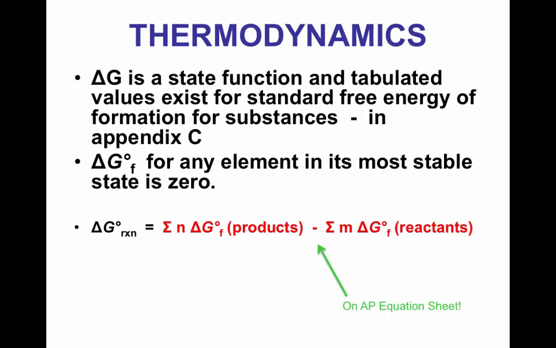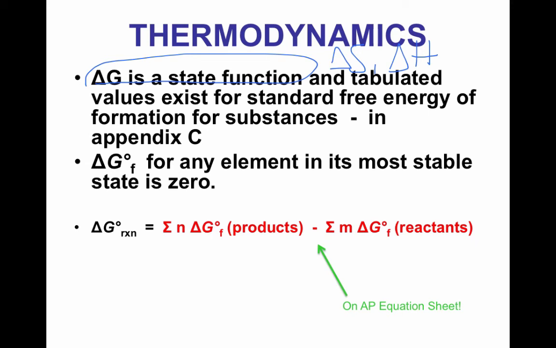The second way is to use the standard free energy values. To do that, it's going to be similar to what we did with entropy. But before we get into that, it's important to know that delta G is a state function, just like delta S and just like delta H. They're all state functions. They only depend on the initial and the final state. And so because it's a state function, we're only going to focus on products and reactants.